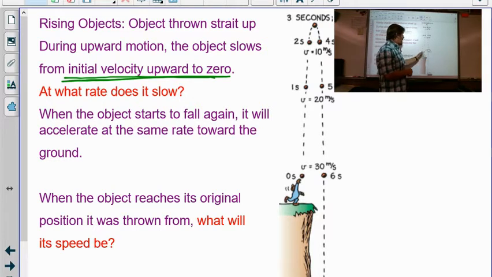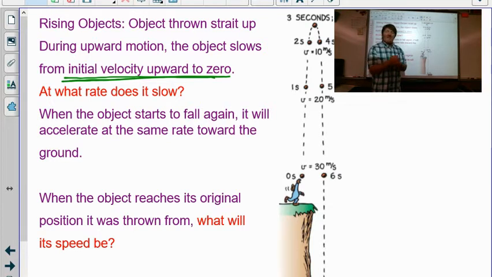And you say, well, wait, that's 6 seconds. Well, remember, I took out the upward part. So when it's going up, it is slowing down at 10 meters per second. So he threw it up at 30 meters per second. So it's going to go up for 3 seconds, and that's an important thing to see. If I throw something up at 10 meters per second, how long will it go up for?